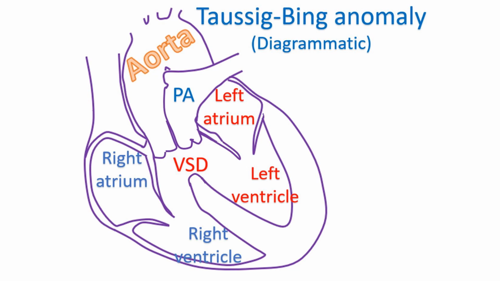Taussig Bing anomaly is a variety of DORV in which there is a subpulmonic VSD and the left ventricular blood is shunted to the pulmonary artery and the desaturated blood is shunted to the aorta. This causes significant cyanosis and heart failure. The clinical picture resembles that in transposition of great arteries.